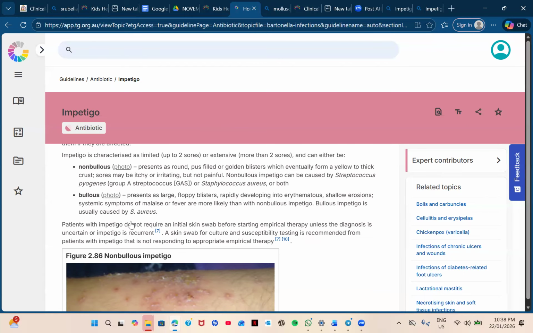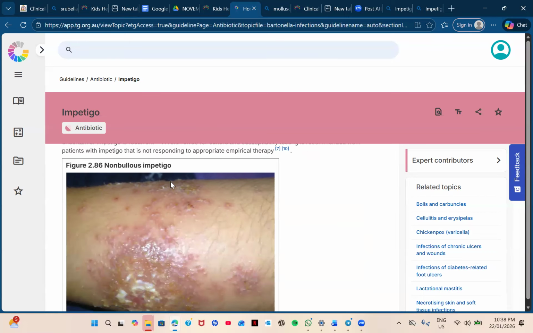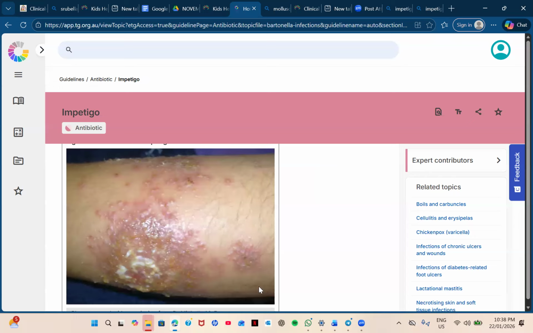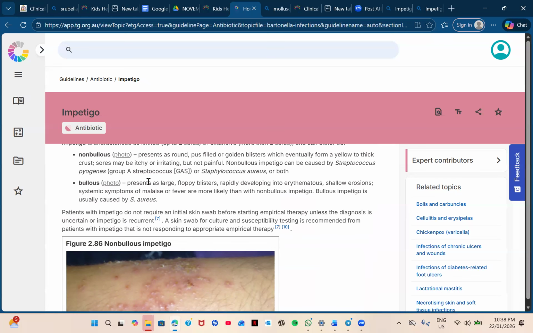Then what is the bullous one? Here is another picture of non-bullous. This is the pus-filled one, and here you can see the yellow crust as well. Bullous presents as large floppy blisters rapidly developing into erythematous shallow erosions. Systemic symptoms of malaise and fever are more likely than with non-bullous. So the bullous one is the more severe one because it has some systemic features as well. You should know how to differentiate bullous and non-bullous. These are the features.